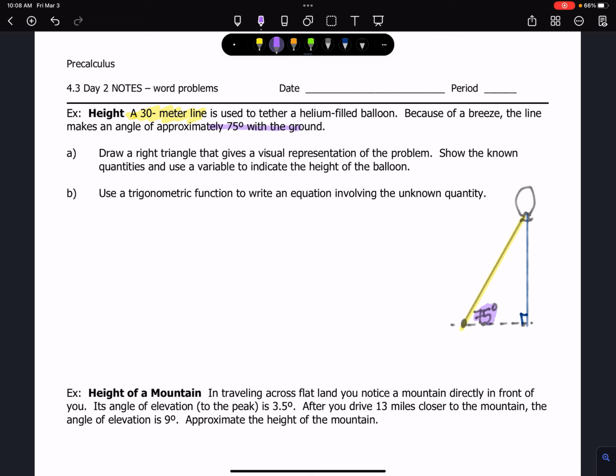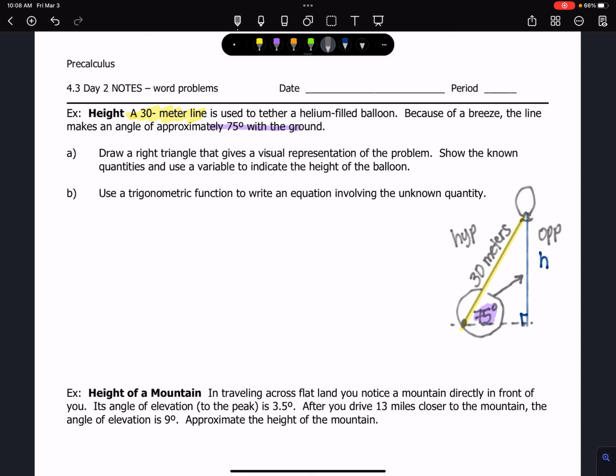I've got the 75 degrees listed, but I need to label the 30 meters. And we want to find the height, so we're going to call the height H. Now I've got that right triangle, and I can figure out which trig function I should use: sine, cosine, or tangent. So my reference angle is 75 degrees. The opposite side is H, and the hypotenuse is 30.